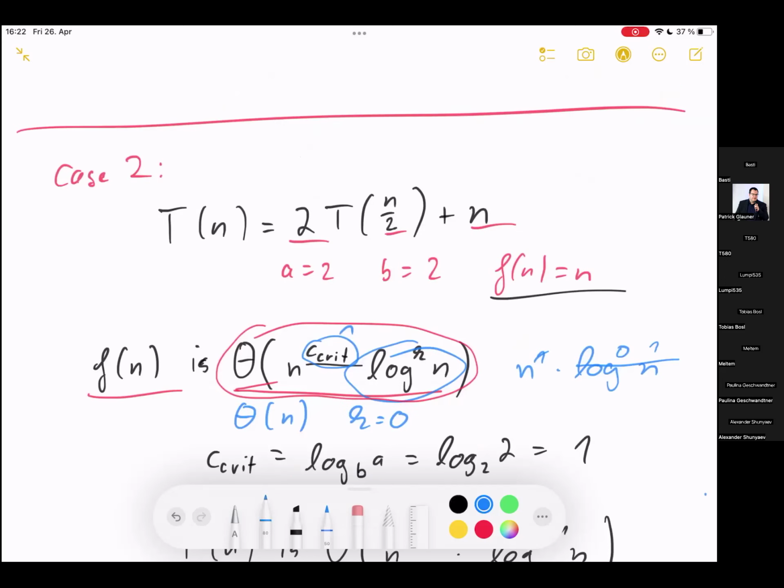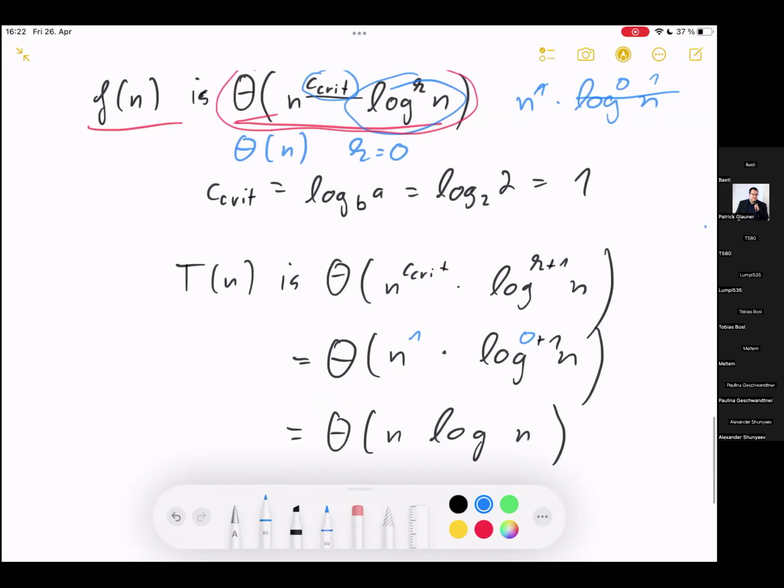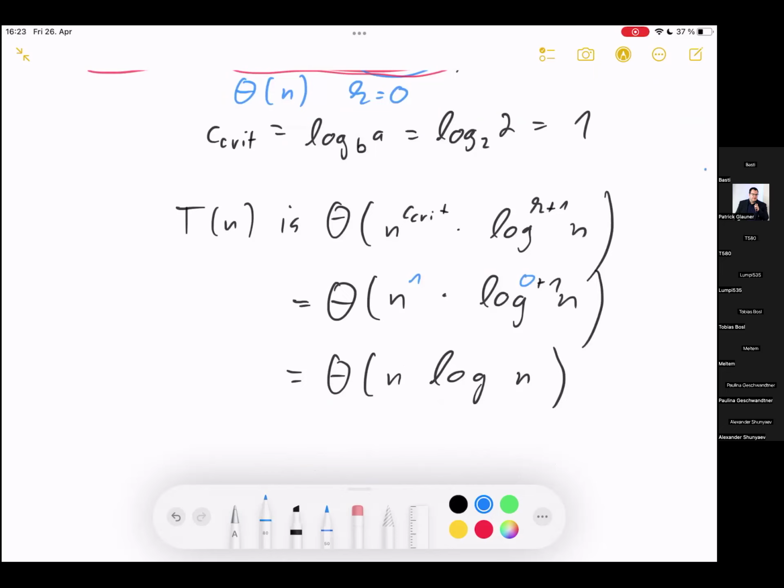When we manually solved this recurrence relation before, we saw it's O of n log n. And now we actually got a theta thanks to the master theorem, which is even more handy.